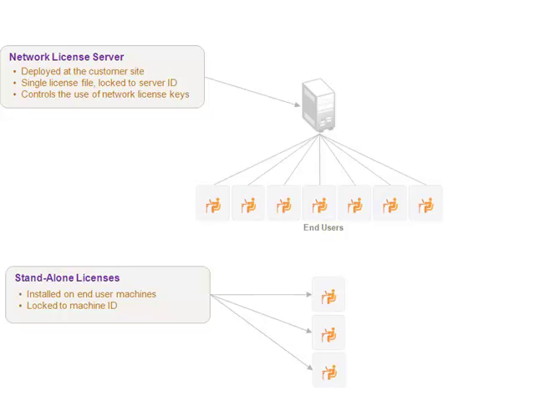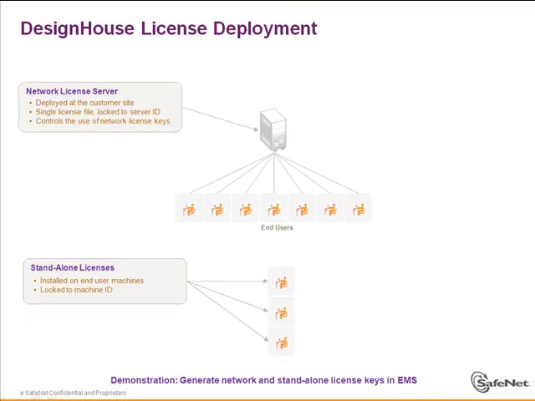They've got a network license server that's deployed at the customer site. They want a single license file locked to the ID of the license server machine, and that license server controls the use of the network license keys. So we're going to generate a license file for this license server. Also, with the standalone licenses, they bought 10 of those, and each of those licenses are installed on end user machines directly. So within the demonstration, we will go back to EMS, and we're going to generate a network license file, and we're going to generate a standalone license file.